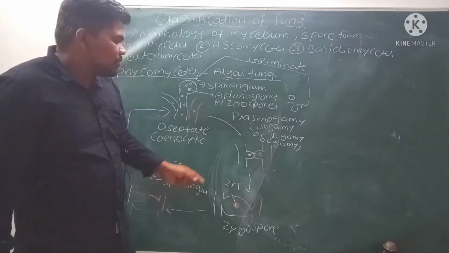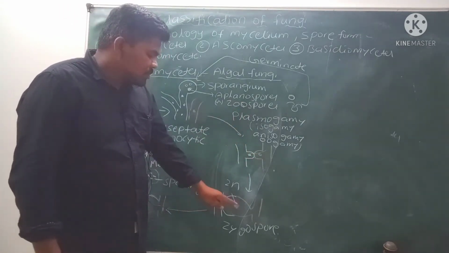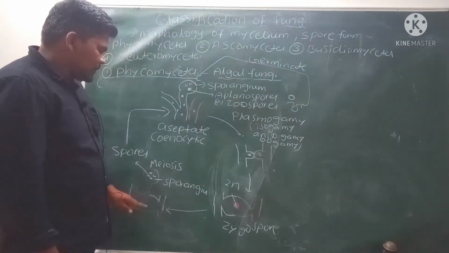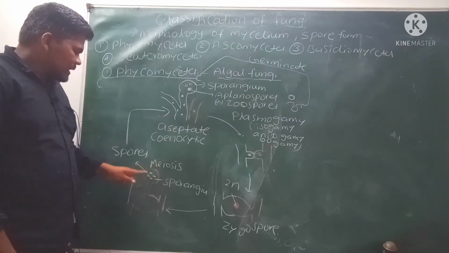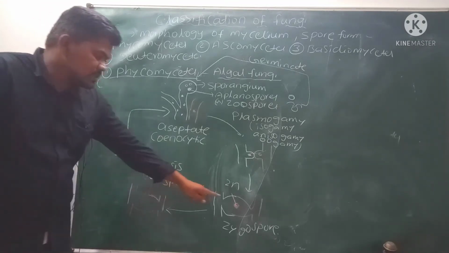After that we can see the fusion of protoplasm, that is called plasmogamy. Immediately both nuclei fuse, which leads to the formation of the zygospore. The zygospore germinates and forms the fruiting body. Within it we can see the reduction division, that is meiosis. Why? Because it is diploid.